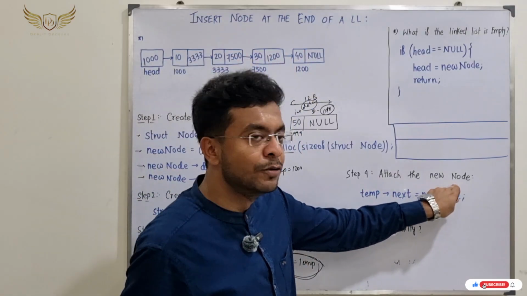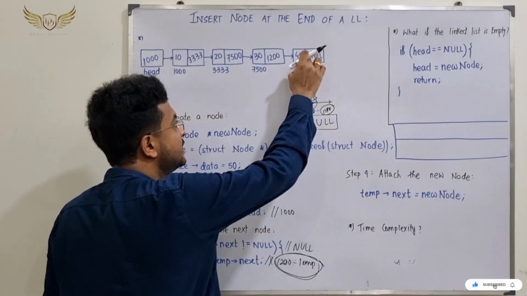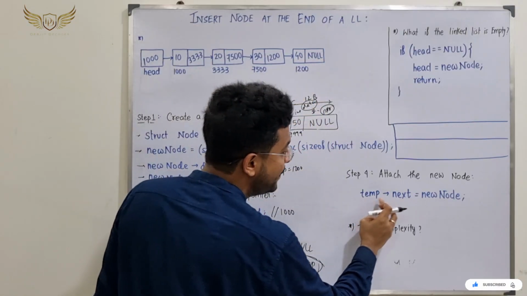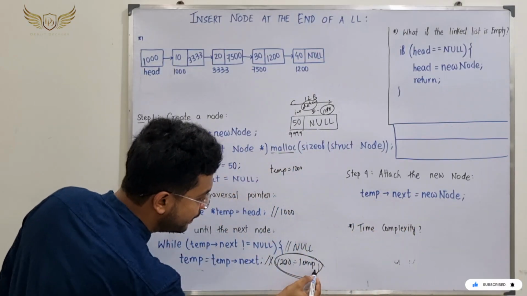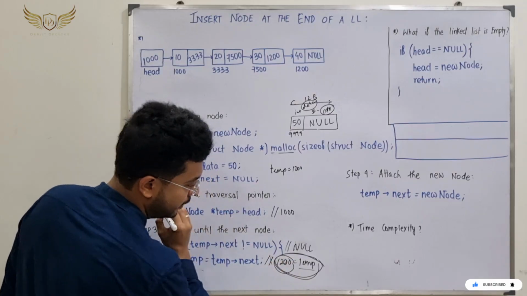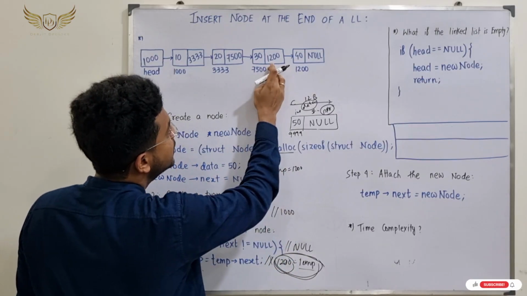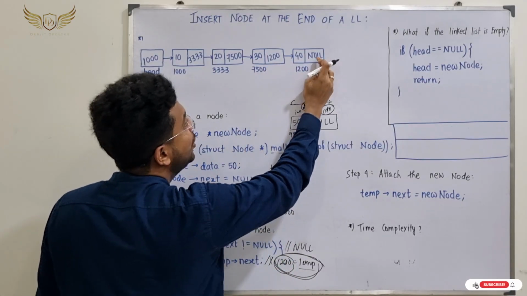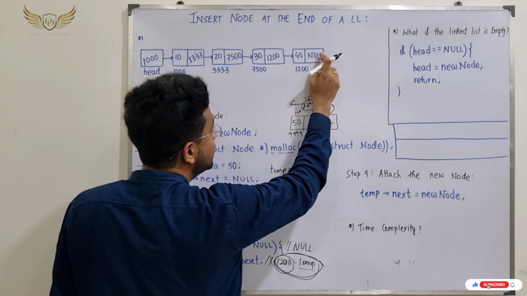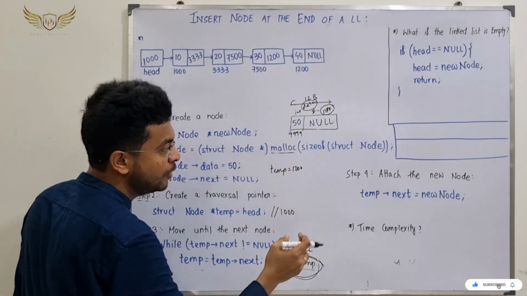See, attach the new node. To attach the new node, we need to change this value. That's what we'll be doing. Temp arrow next. What was temp? Temp was equals to 1200. So what was 1200 arrow next? So go to 1200 memory location, and 1200 arrow next was null. So this value needs to be modified. What is the value we are giving?